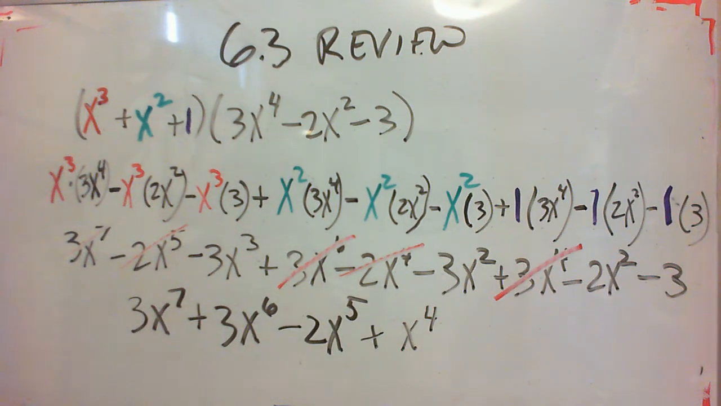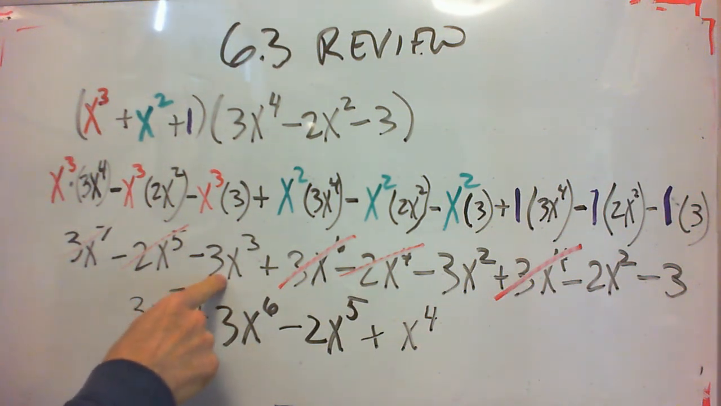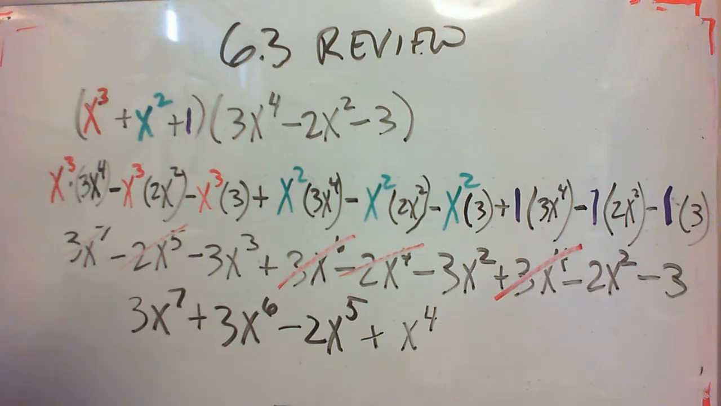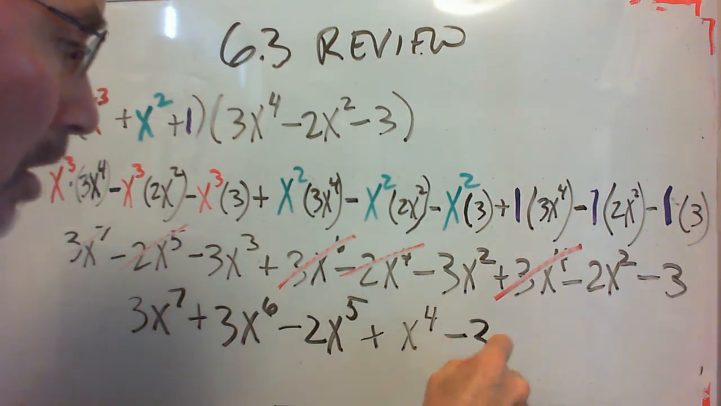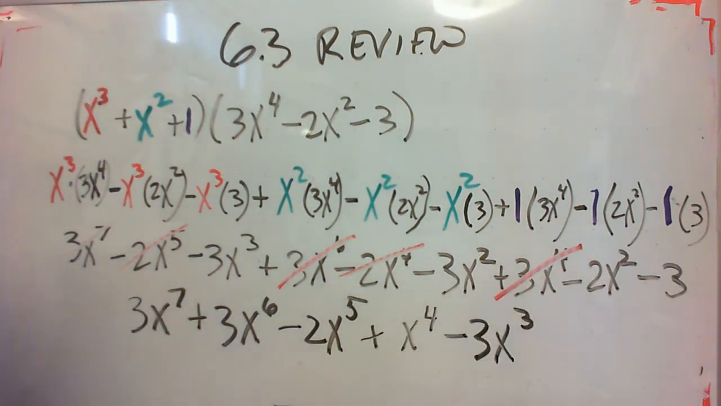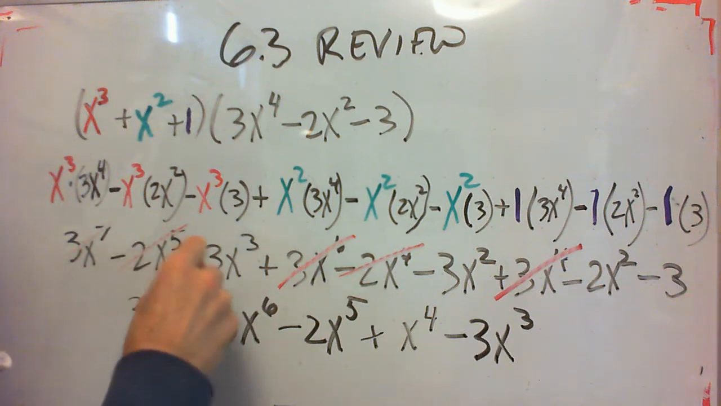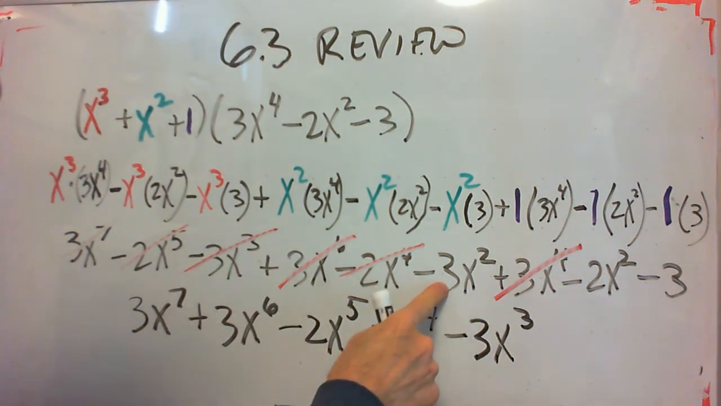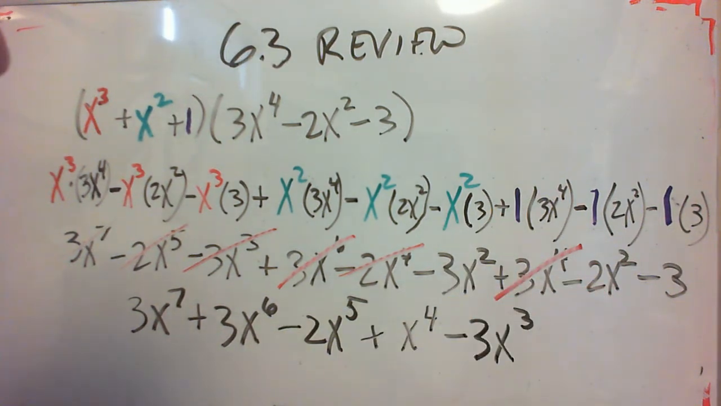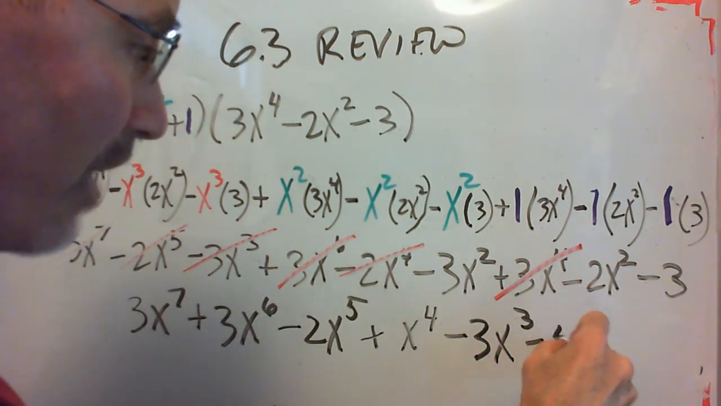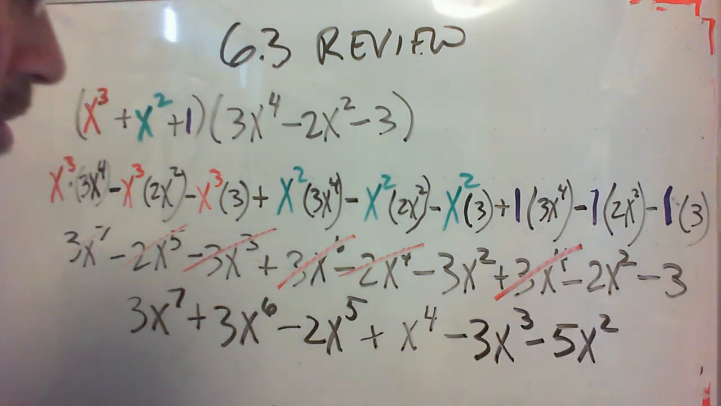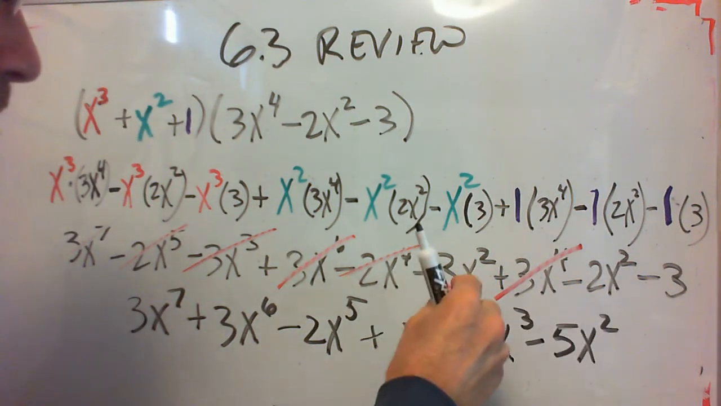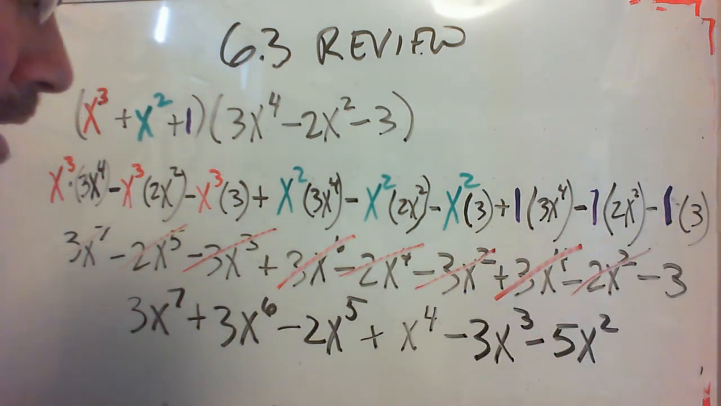We have a single x cubed term, minus 3x cubed. Cross that off. And then the negative 3x squared and the negative 2x squared add up to minus 5x squared. Cross that off, and all we have left is the minus 3.